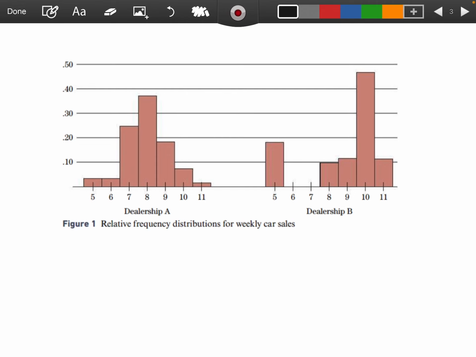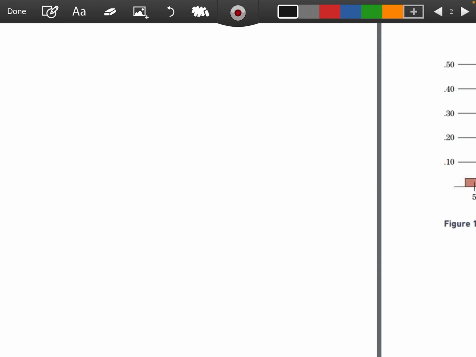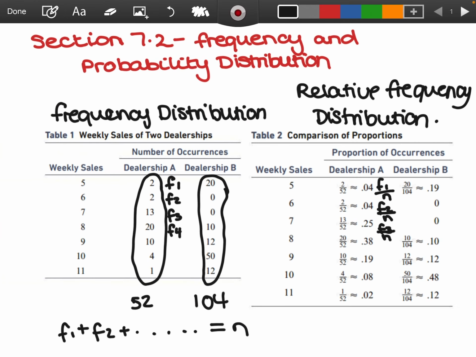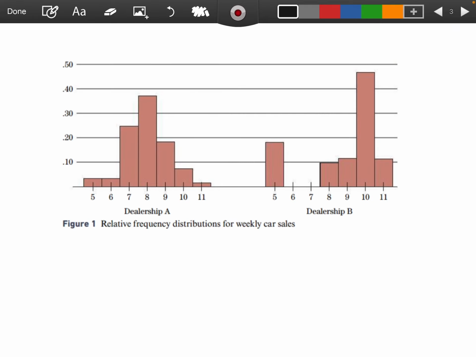So what they've done here is they've taken each of the outcomes and figured out its relative frequency, exactly what we did back in table 2. Then they've done one notch for each of the outcomes. So we've got a notch for 5, 6, 7, 8, 9, 10 and 11. And then they've drawn a bar that goes up to whatever its relative frequency was.